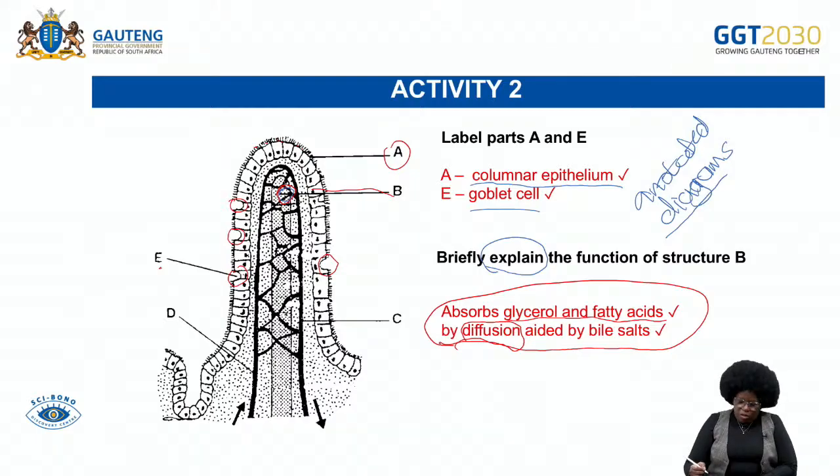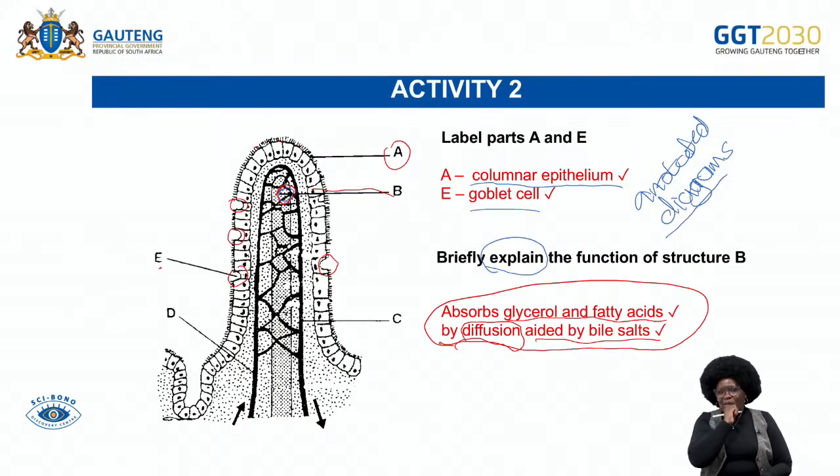But check this out. This is aided. The process of diffusion is helped by bile salts. If you check, one function of the liver is to secrete bile. Oh, I did not mention this. The relationship that we have, we've got the gallbladder and we have the liver.